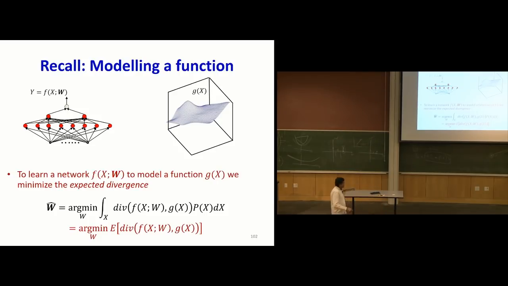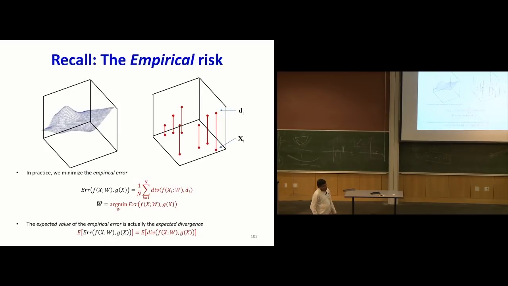So this is the expected divergence, which is simply the integral of the divergence weighted by the probability over the entire space. We can't actually compute the expected divergence, so what we will do instead is take the average divergence over many independently drawn training instances, right? Now what happens? What I really want to estimate is this one.